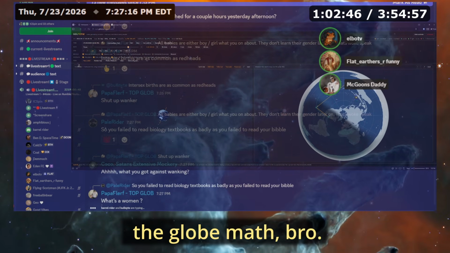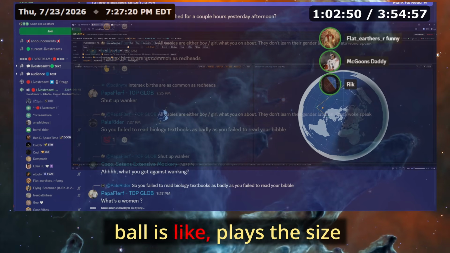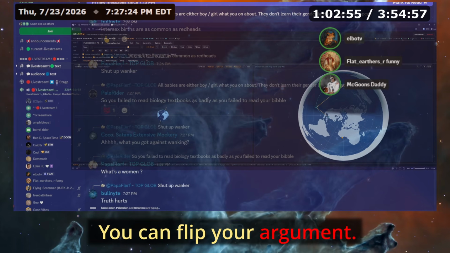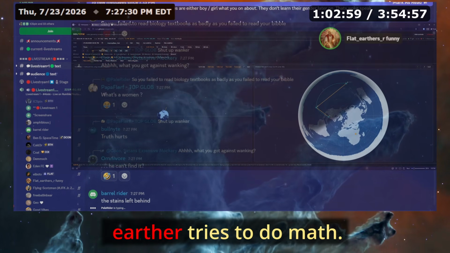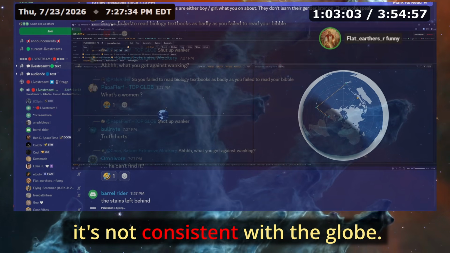Match the globe math, bro. It doesn't mean it does. Your ball is like twice the size of Texas if that's the case. I love it when a flat earther tries to do math. So go ahead and do the math and say why it's not consistent with the globe.